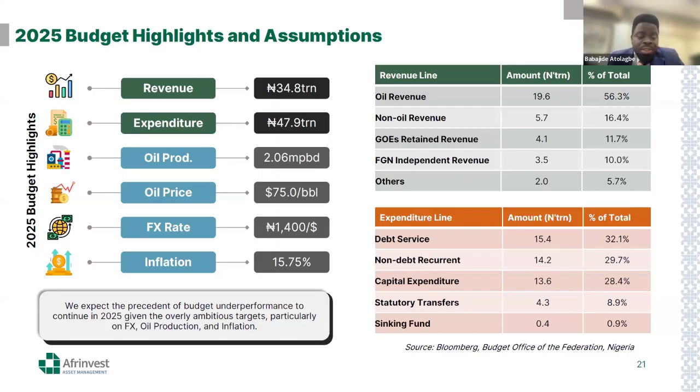Inflation at 15.75% for 2025 is somewhat of a far cry. I don't think we can get there, given the fact that pressures still exist. And I think that even if inflation moderates in 2025 due to a high base effect, it can get to as low as 15.75%. So the government really needs to see how they can achieve all of these assumptions without jeopardizing the current state of the economy.